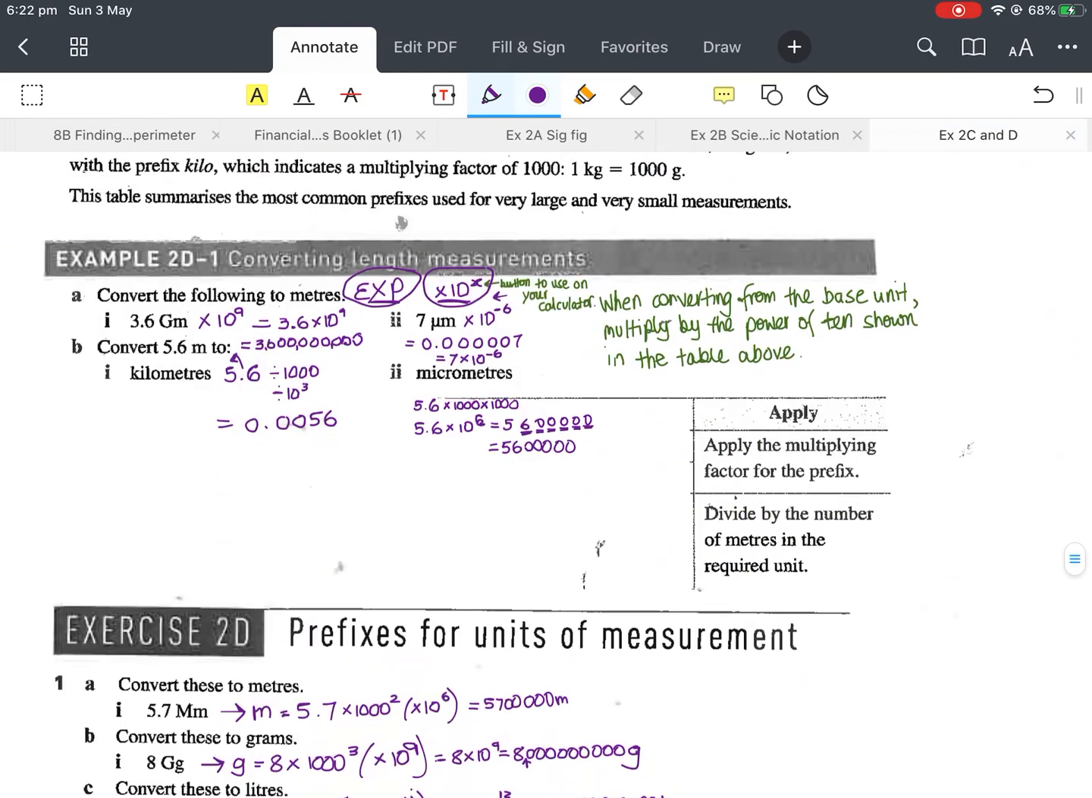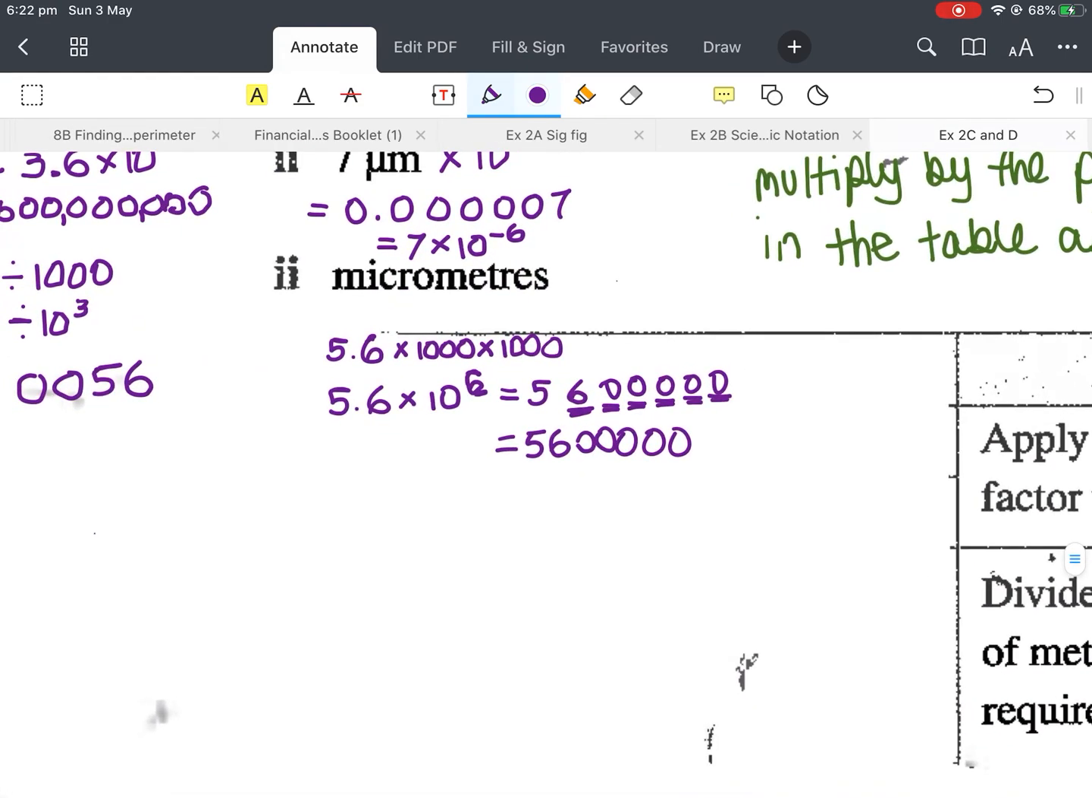So let's have a look. Yep, so that's what I've done. 5.6 times 1,000 times 1,000. Now, timesing by 1,000 twice is the same as timesing by 10 to the power of 6. It's a 6 because there are 6 zeros in 1,000 times 1,000, okay? So you could just go 5.6 times 10 to the power of 6. So 2 jumps of thousands is always 2 lots of 3 for the index number, okay?